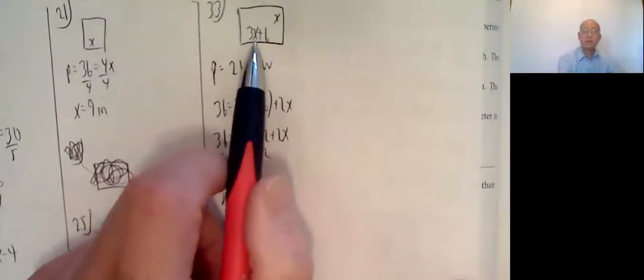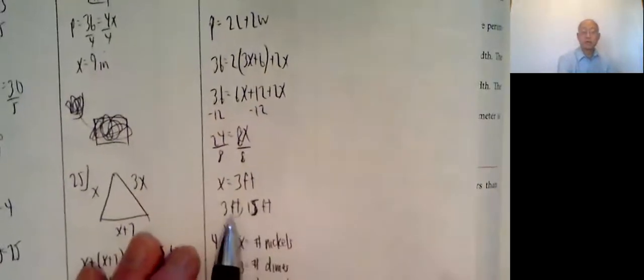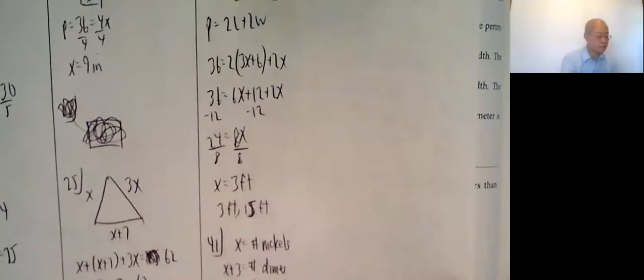Plug in 3. 3 times 3 is 9. 9 plus 6 is 15. So the sides are 3 feet and 15 feet.